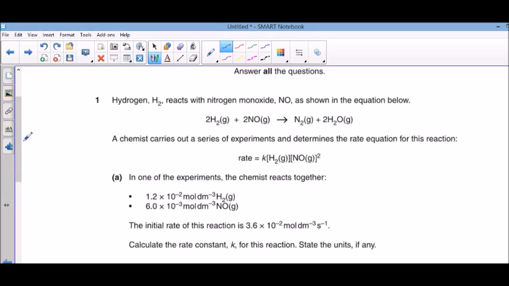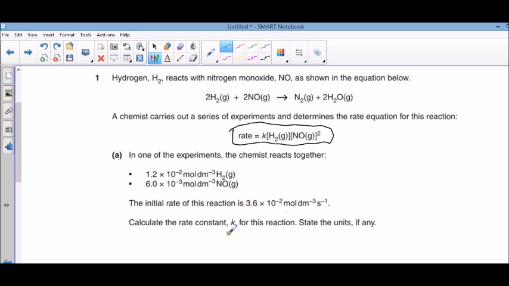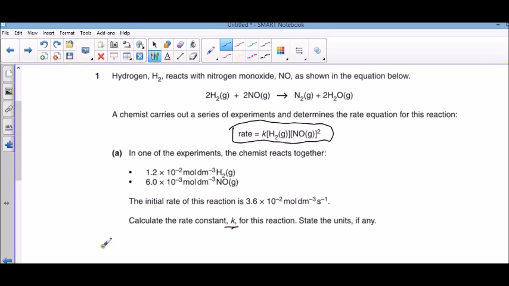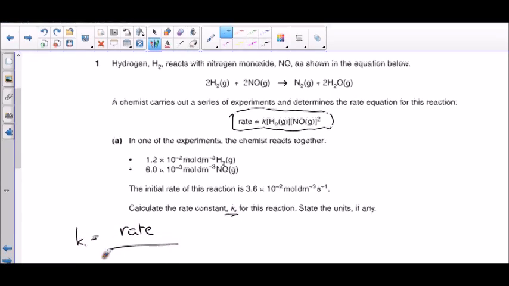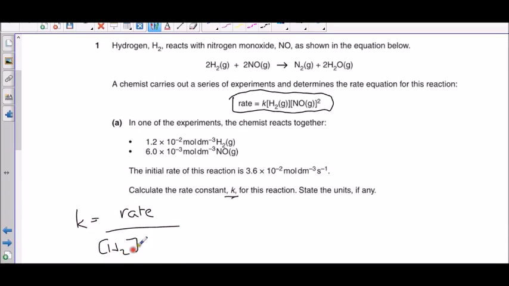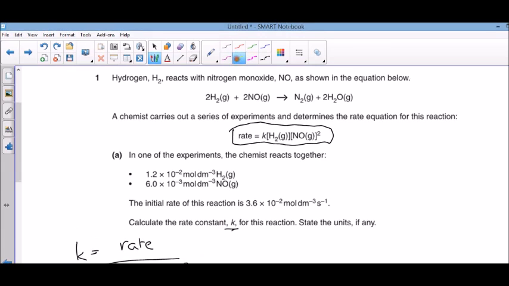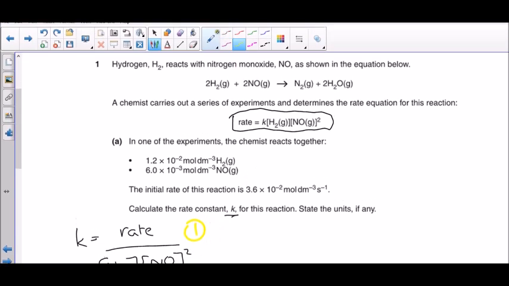Okay, as we can see, question 1 is a rates question because here we've got a rate equation, so we'll just put a box around that because that's going to become important in a minute. And we've got some data, so we've got some concentrations and we've got an initial rate. Now the question actually asks us to calculate K, so we're going to rearrange the rate equation, so we'll change that to K equals rate divided by those concentrations, and don't forget that squared on the NO. Now that rearrangement will get us our first mark.